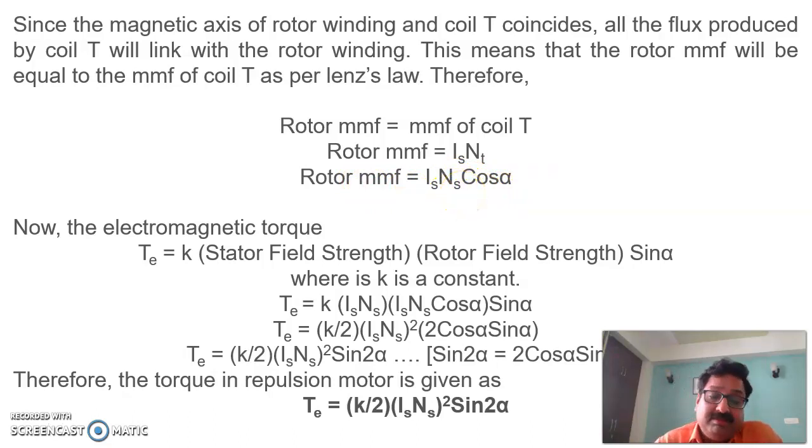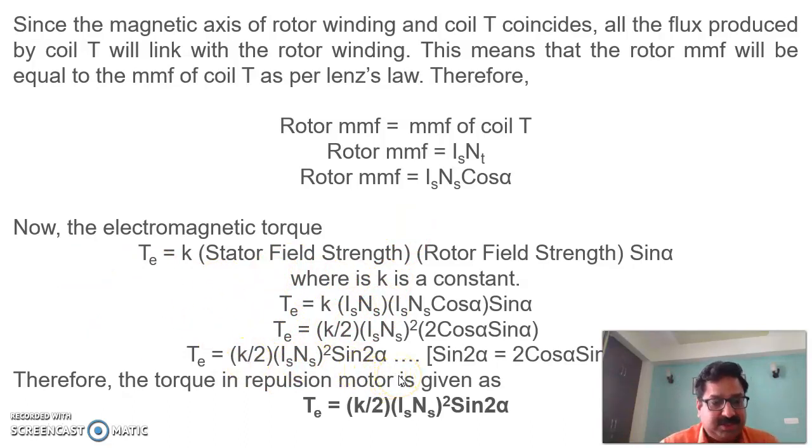Now what will be the value of the electromagnetic torque? The electromagnetic torque will be K times the stator field strength, the rotor field strength, and the sine of the angle, where K is the constant and the angle is alpha. So you can find the electromagnetic torque is equal to K Is Ns into Is Ns cos alpha sine alpha. So the equation can be like this, and the resultant electromagnetic torque can be obtained.